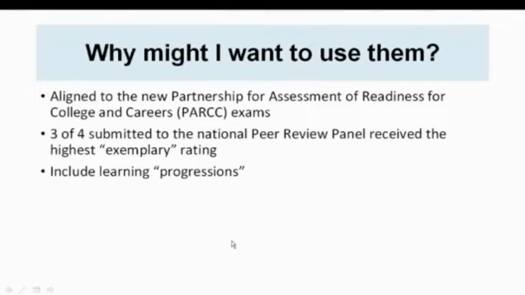Why might I want to use these resources? Well, as we mentioned, they are aligned to the new Partnership for Assessment of Readiness for College and Careers, PARCC, exams. In addition, 3 of the 4 lessons submitted to the National Peer Review Panel have received the highest exemplary rating, and we also include the learning progression to ensure coherence throughout.